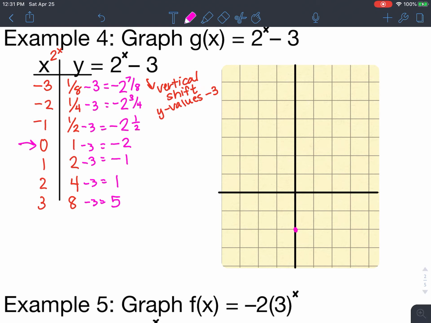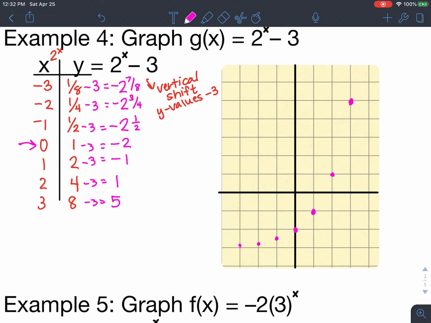So 0, -2, 1, -1, 2, 1, and 3, 5. And then for our negative x's, we have -1, -2.5, -2, -2 and 3/4, -3, -2 and 7/8.